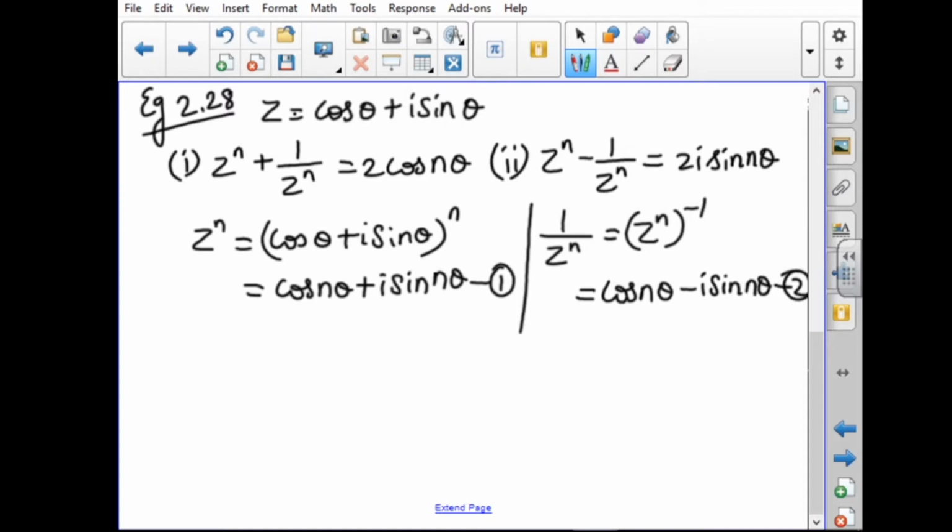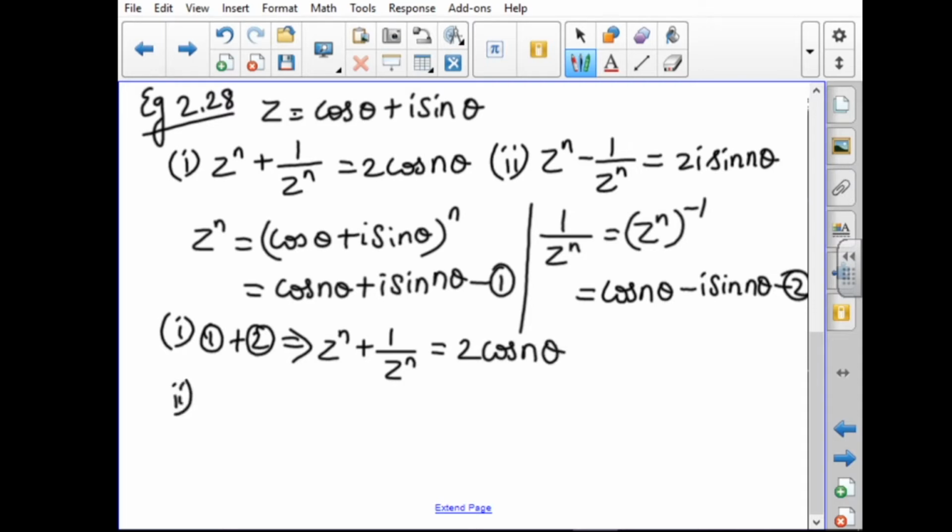Now, adding 1 and 2, because here we need to add. So, first subdivision, adding 1 and 2. 1 plus 2 implies z power n plus 1 by z power n, adding the LHS. Now add the RHS. Minus i sin n theta and plus i sin n theta will get cancelled. So you will get 2 cos n theta. Hence we proved the first condition.